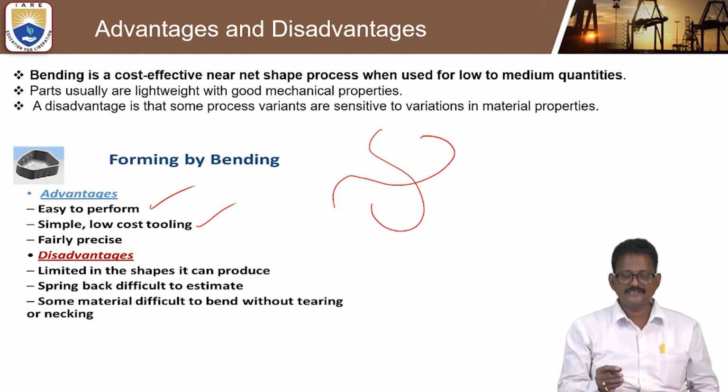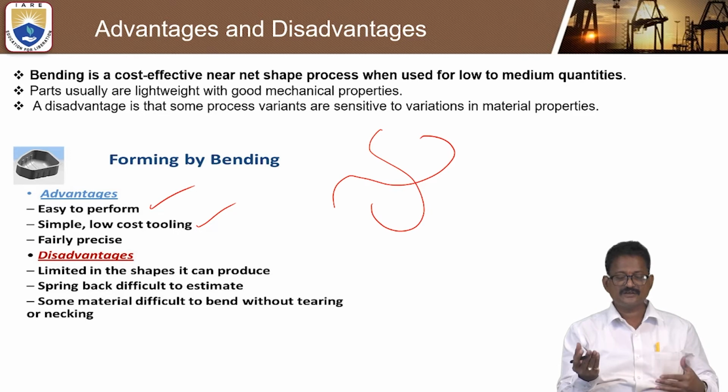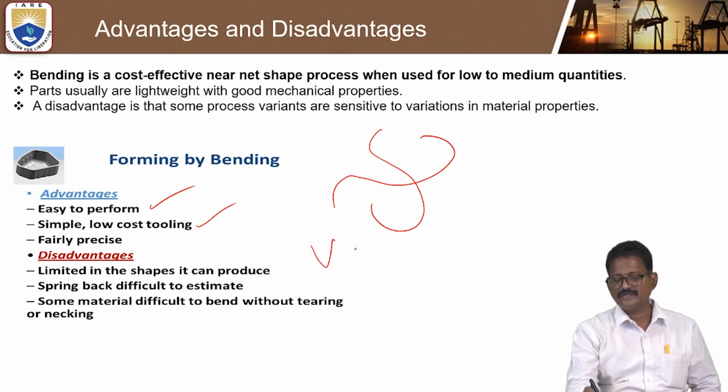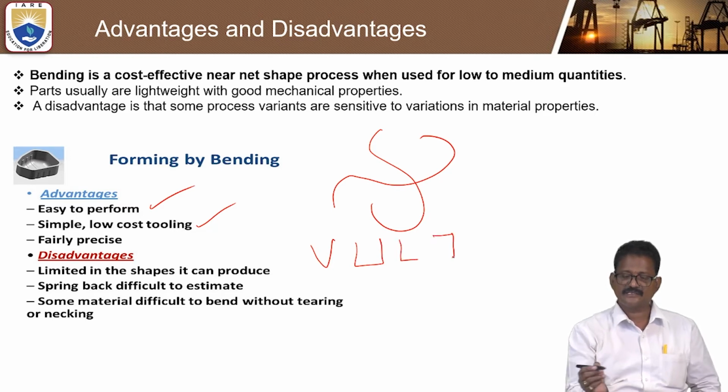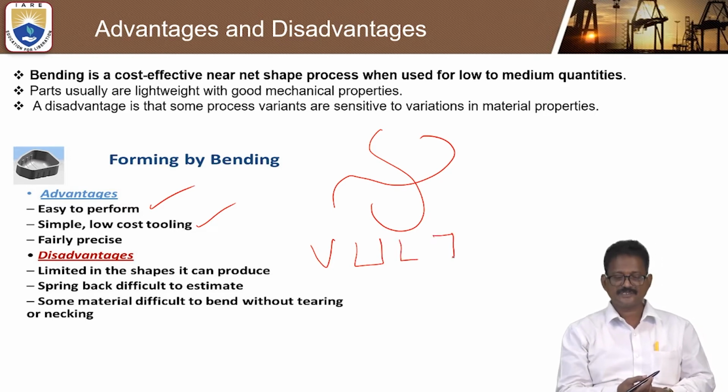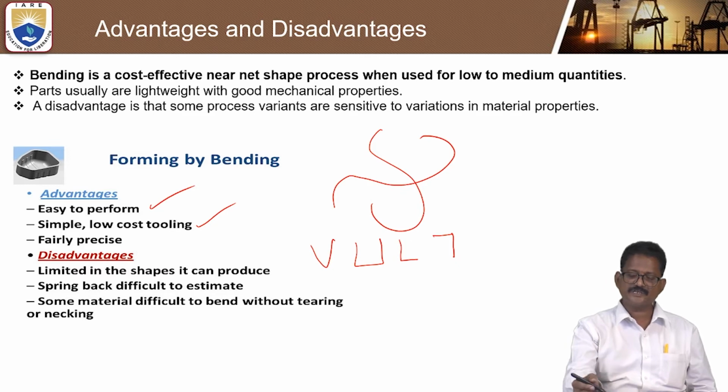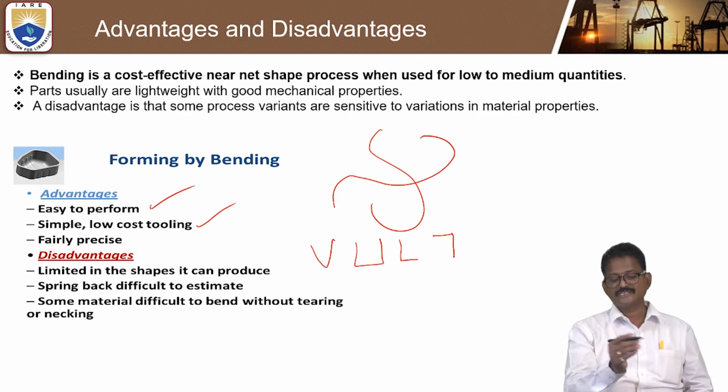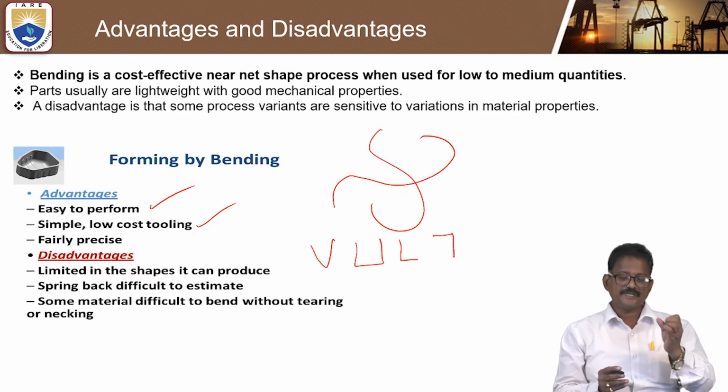Okay, and in the limitations we have to say that limited shapes like V bending, channel bending, edge bending, L type, those shapes can be easily performed. Okay, but only limited shapes, the complicated shapes cannot be. That's a disadvantage. And the spring back is difficult to estimate.